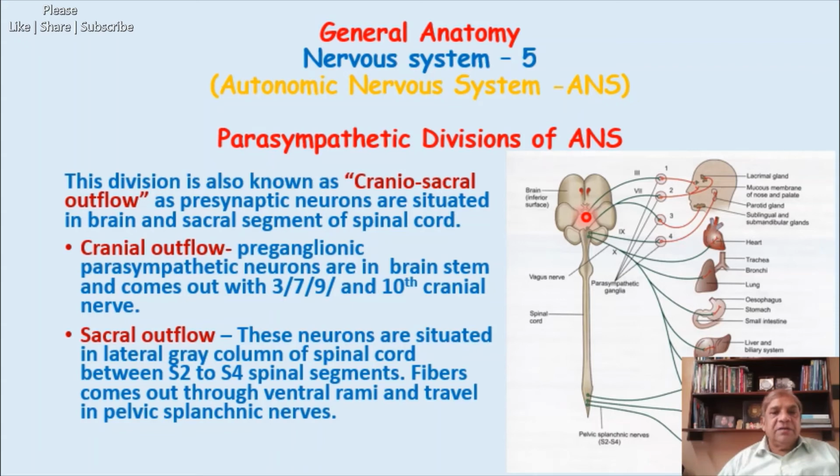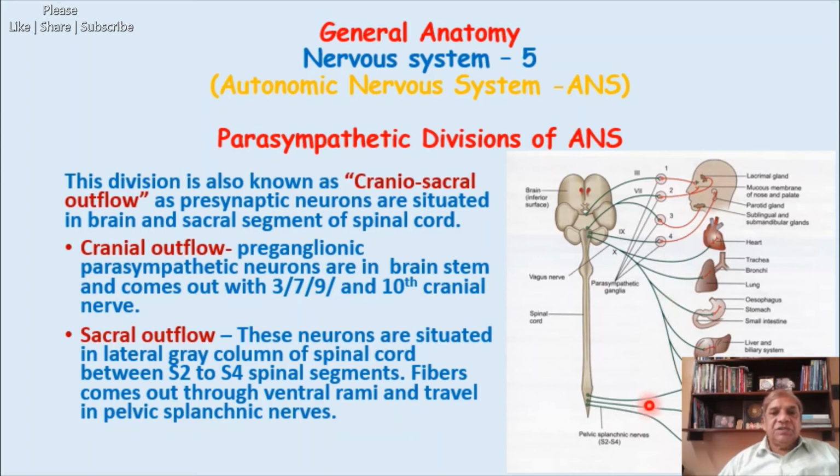And these cranial nerves are cranial nerve number 3, that is oculomotor, cranial nerve number 7, that is facial, cranial nerve number 9, that is glossopharyngeal, and cranial nerve number 10, that is the vagus nerve. These are the nerves shown here in green color, because the preganglionic fibers are the axons of these neurons, and they come out along with the cranial nerves through various foramina of the skull, and they supply distant places, mostly the head and neck region. But the vagus nerve will also supply the abdominal viscera, the upper abdomen.